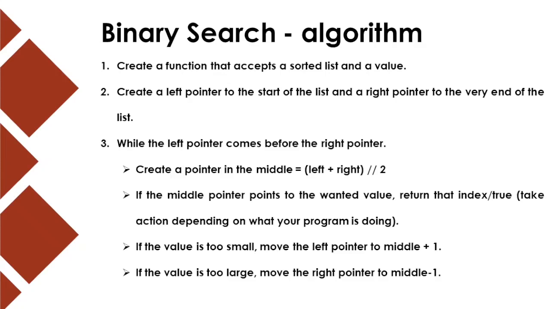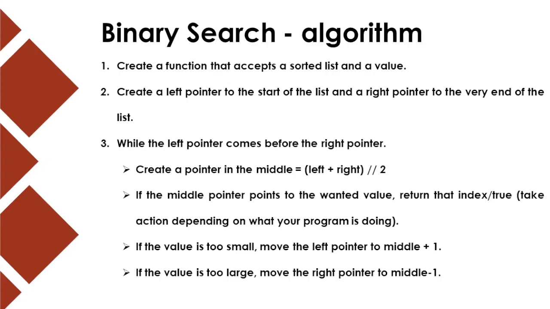Now, let us look at the steps involved in the implementation of the binary search algorithm, and later on in this video, we will be implementing it using Python. The first step is to create a function that will accept a sorted list and a value, which is the target. Then we create a left pointer, or a lower pointer, at the start of the list, and a right pointer, or a higher pointer, at the very end of the list. It doesn't really matter what you call them.